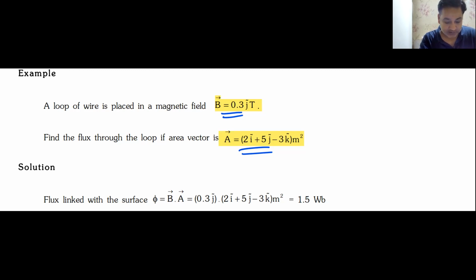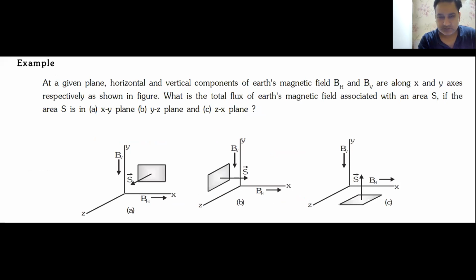Yes, sir. Now, more often than not, you might encounter questions of this nature where you have a diagram with magnetic field and area vector. This question could be put in different ways. In a given plane, horizontal and vertical components of Earth's magnetic field are BH and BV.